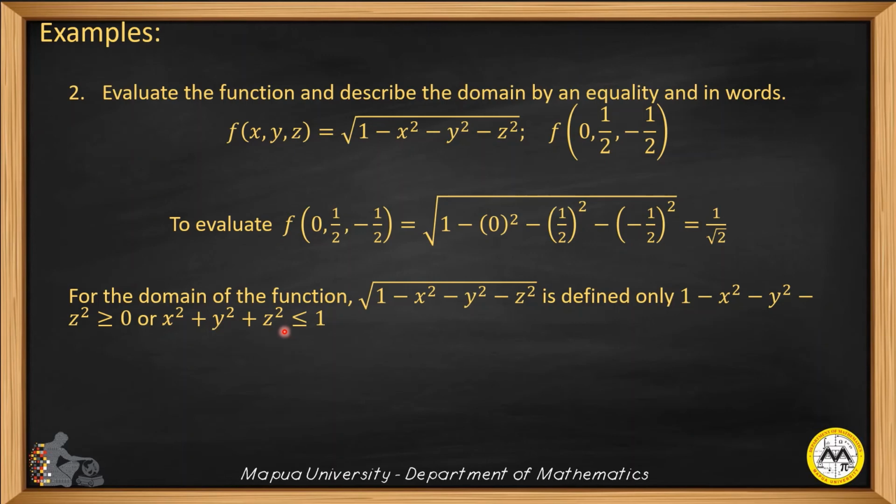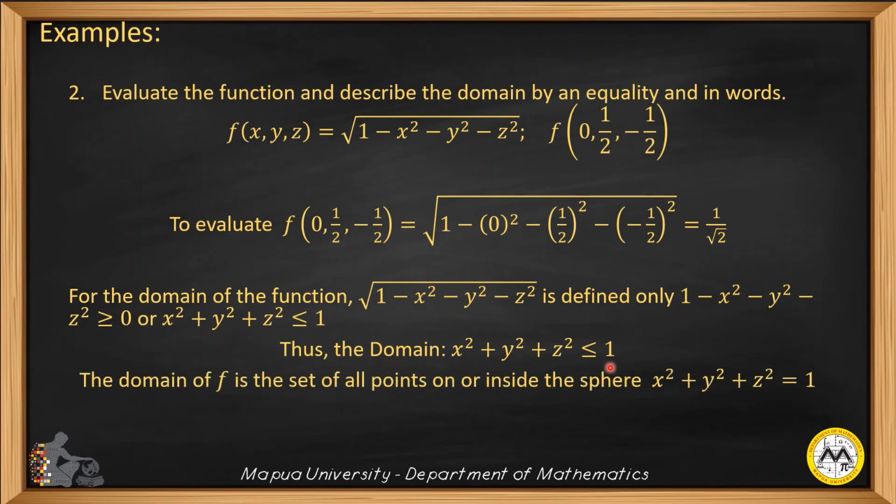So if you are to describe the natural domain of this function, then the domain of the function would be composed of x, y, and z, where x squared plus y squared plus z squared is less than or equal to 1. Or viewing it graphically, this is composed of all points that will be on or inside the sphere whose equation is x squared plus y squared plus z squared is equal to 1.